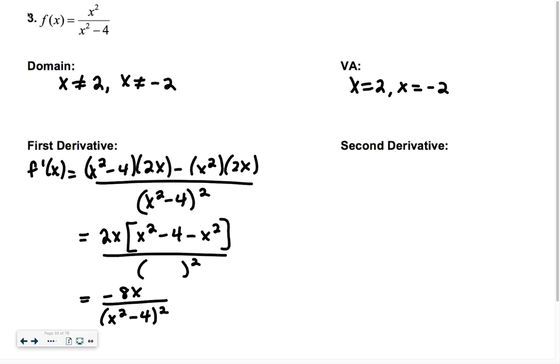Did you guys get that? Okay, so that means we have 3 critical values. So we have x equals 0 and we have x equals plus or minus 2.